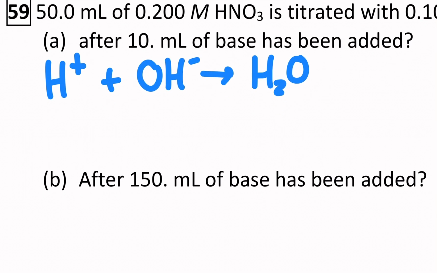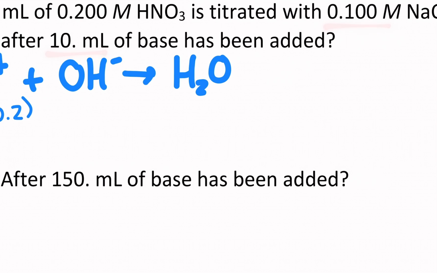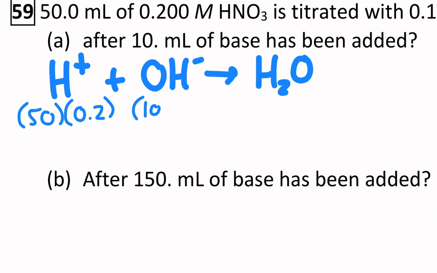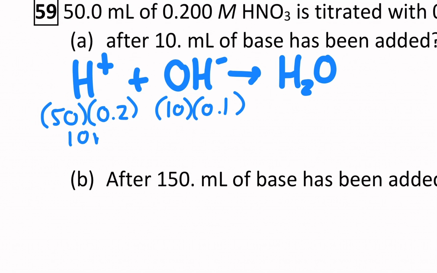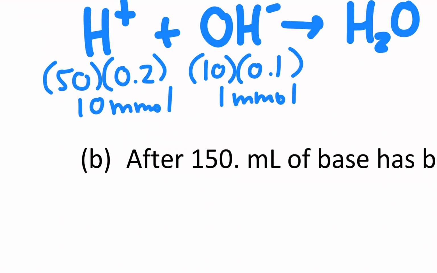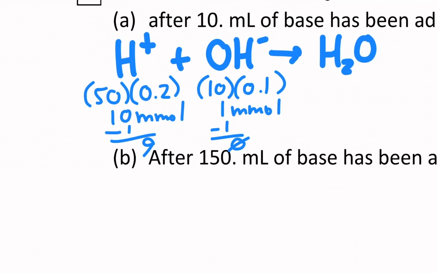First, let's do the stoichiometry. How much do we have of each thing? We have 50 mL of 0.2 molar H+, and I have 10 mL so far of 0.1 molar hydroxide. So that means I have 10 millimoles of H+ and only 1 of the hydroxide. So we are at a limiting reactant problem, but it's a 1-to-1 ratio. You're going to lose all of the base, and you're going to lose a stoichiometric amount of the H+.